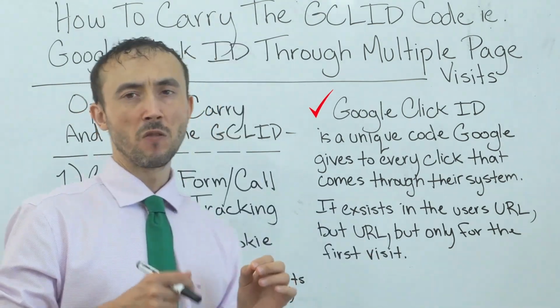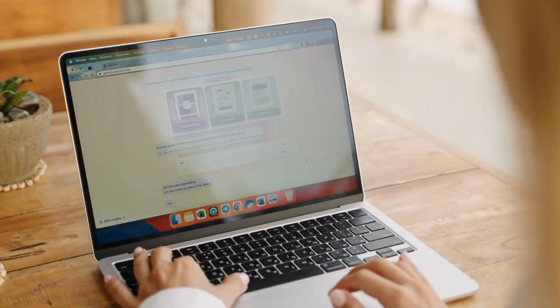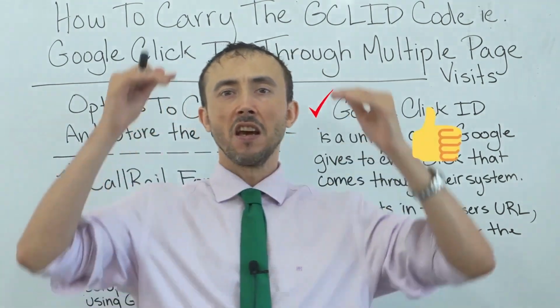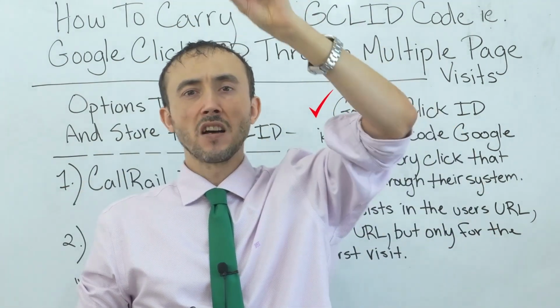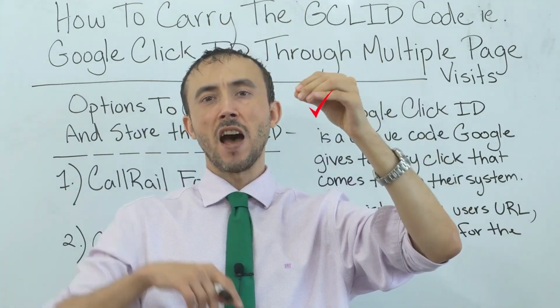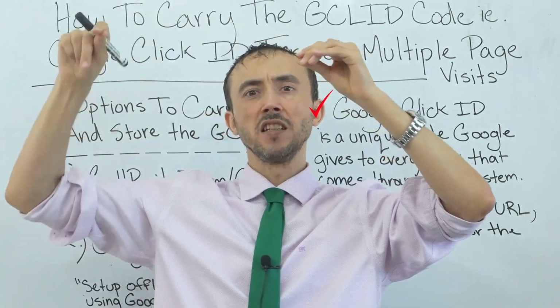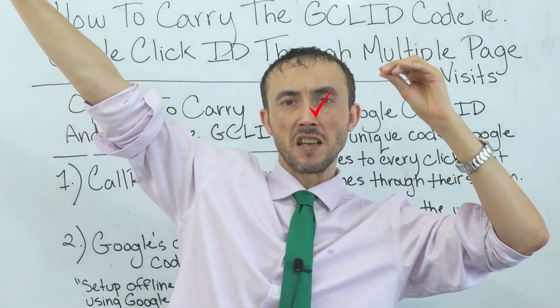Now, what this video is about, though, is telling you what happens if a person gets to your website, because ultimately this Google Click ID, the way that you get it in the first place, is in the user's URL. So if your landing page is example.com/landing page, that user, after clicking on your ad, will actually see /landing page, GCLID equals, and then a string of characters and numbers, which is the Google Click ID itself.